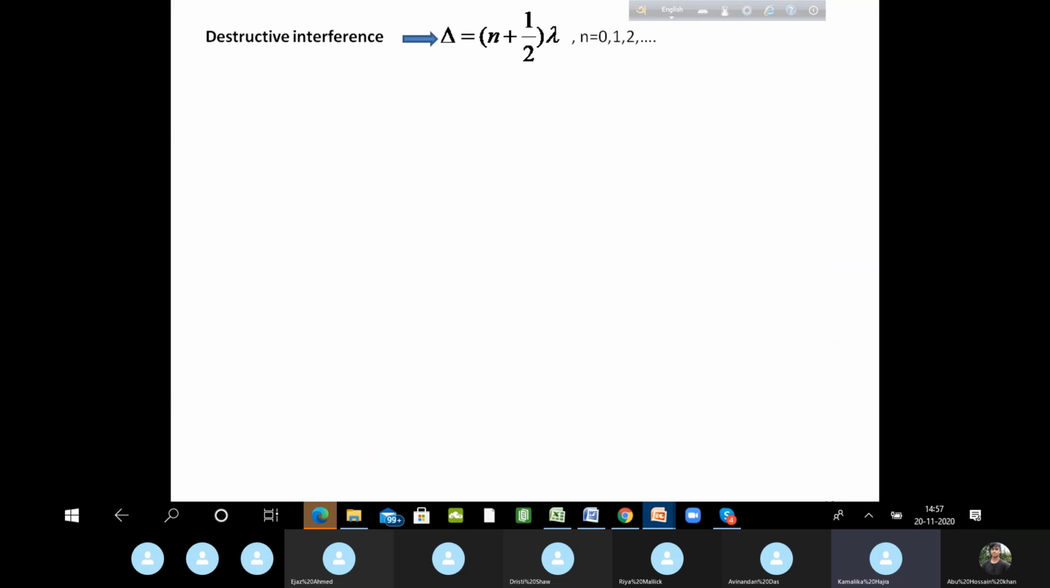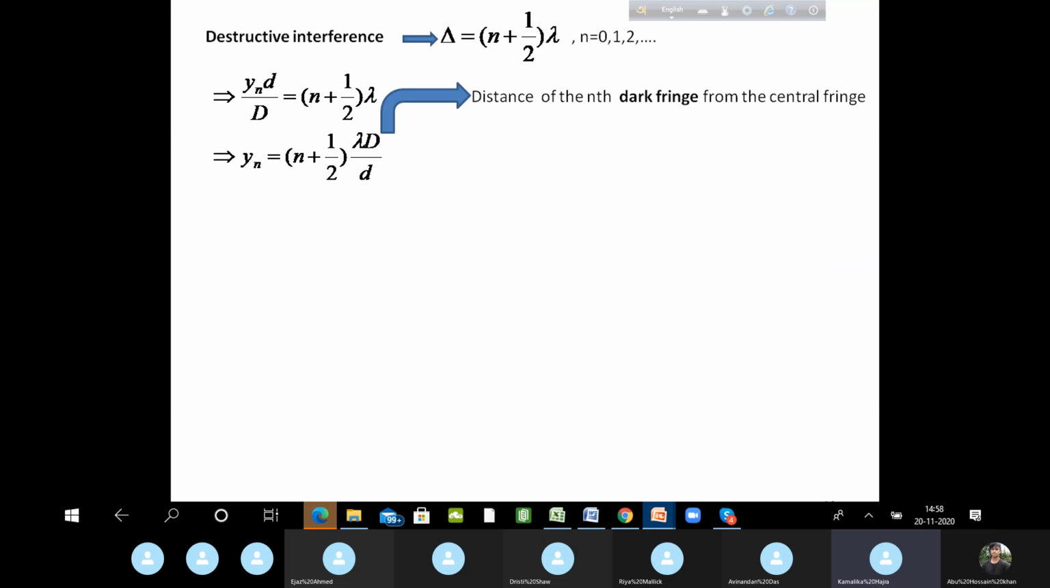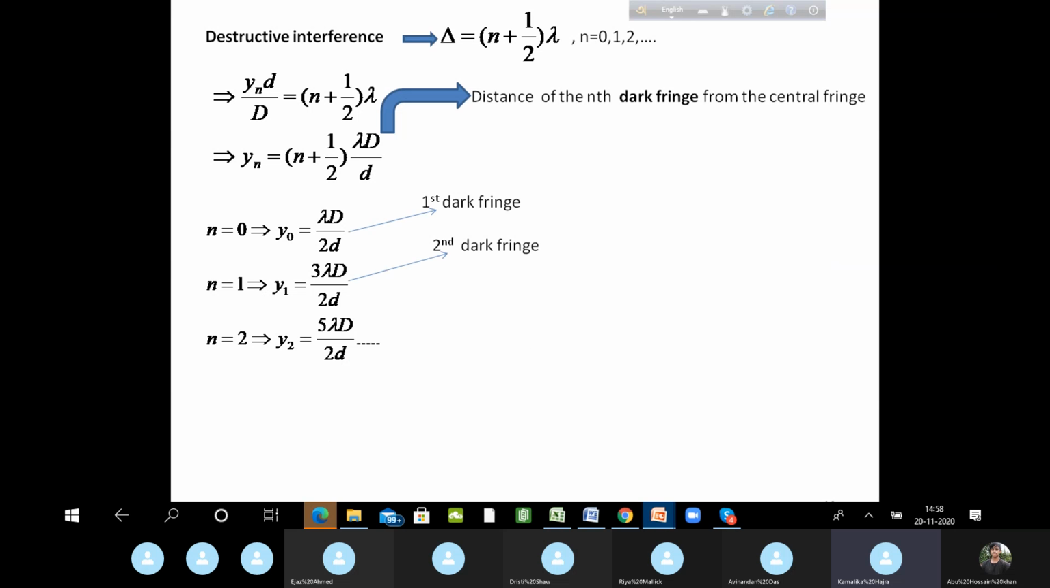For destructive interference, we have delta equal to (n plus half) lambda. So ynd by D is (n plus half) lambda. So this is the distance of the nth dark fringe from the central fringe. So at n equal to 0, you get the first dark fringe. Remember, y0 for bright fringe was the central fringe, but for dark fringe, y0 gives you the first dark fringe. y1 gives you the second dark fringe, y2 gives you the third dark fringe, and so on.